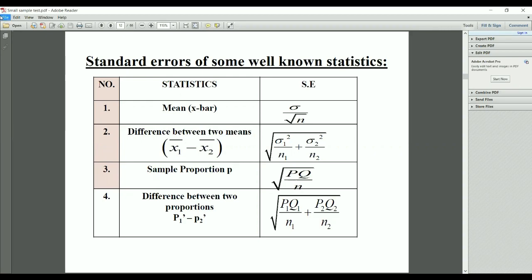If we are considering a proportion for that particular population, then the formula for standard error is the square root of p into q upon n, where q is the probability of failure and p is the probability of success, and P plus Q is equal to 1. For the difference of two proportions, P1 dash minus P2 dash, the formula is the square root of P1 into Q1 divided by N1 plus P2 into Q2 divided by N2.